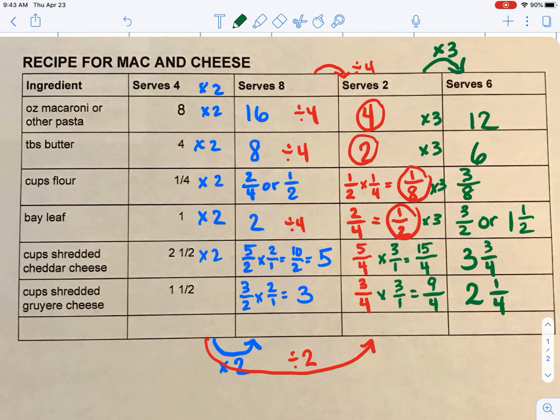And so that's all that we need to do. We call it either scaling up or scaling down. And the reason that we have to do this is because if we have a great recipe for mac and cheese, we want to make sure that no matter how much we make, for how many people, it is all going to taste exactly the same.